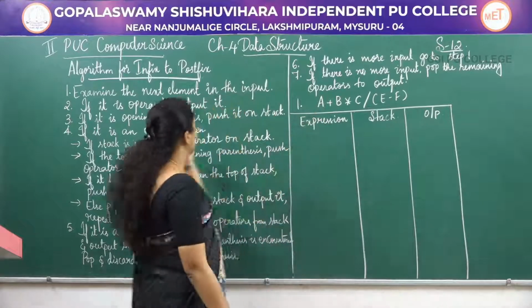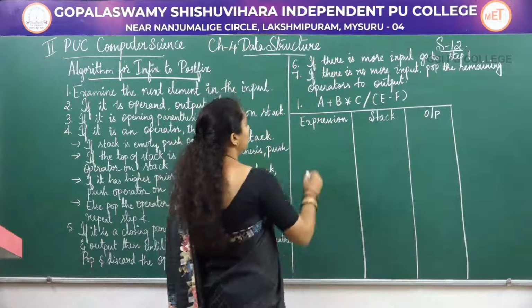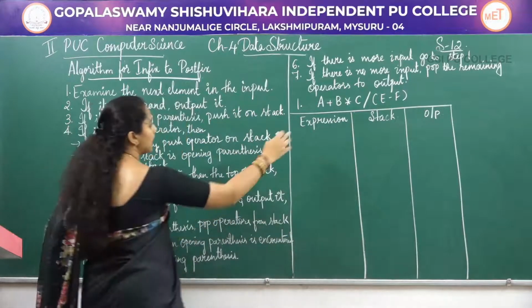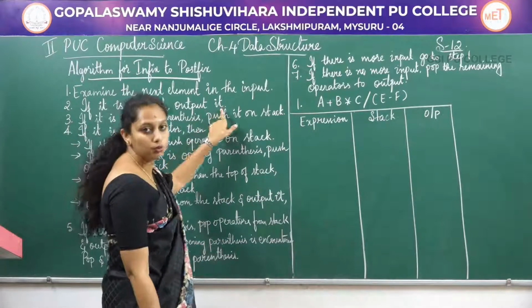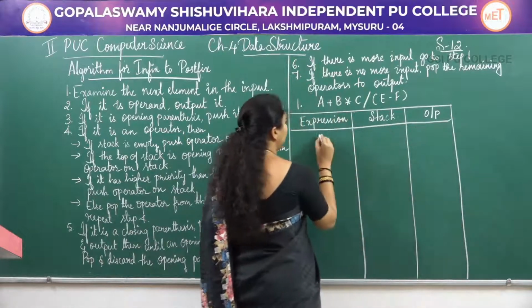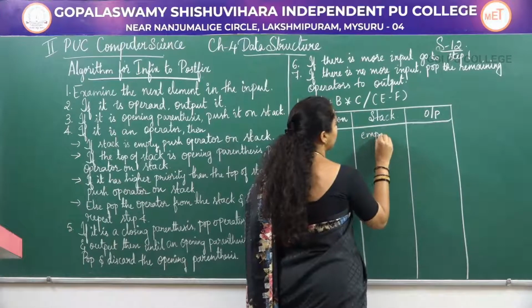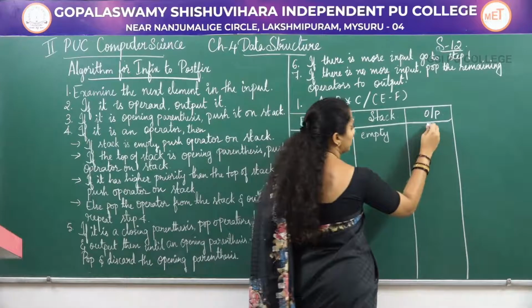So first we have to examine the elements in the input. The first is an operand. A is an operand. So what do we have to do? We have to output it. A is an operand, and here the stack is empty. We are outputting an operand.